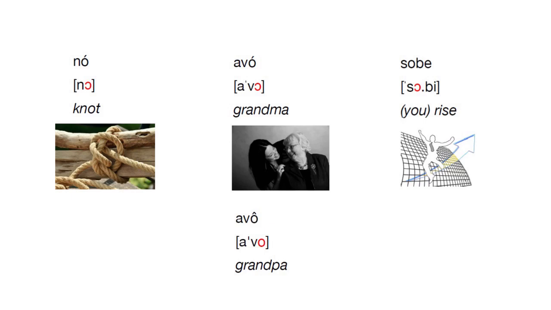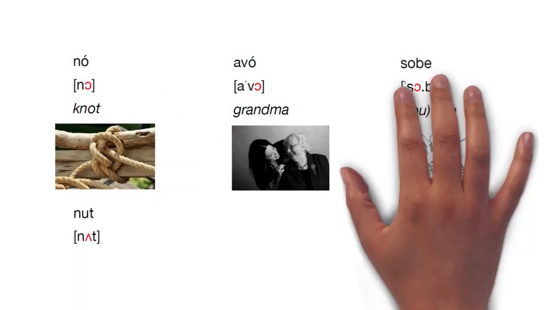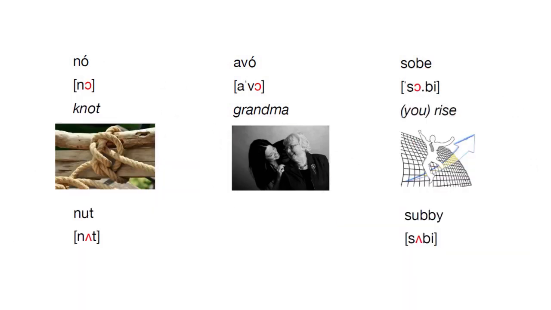The other thing you can do is compare it to the English vowel as in nut or subby. It's basically the exact same tongue position as that vowel, and the only difference is that you're rounding your lips a little for the Portuguese one. So English as subby, and Portuguese as sob. Subby, sob, sobe. Now we come to another one of the pairs. A and A.